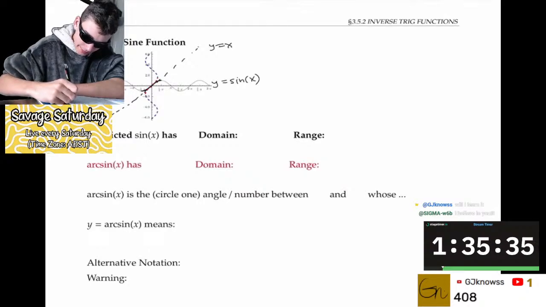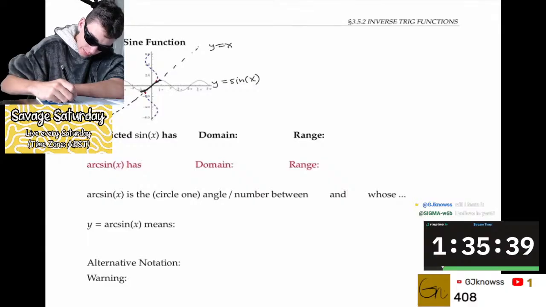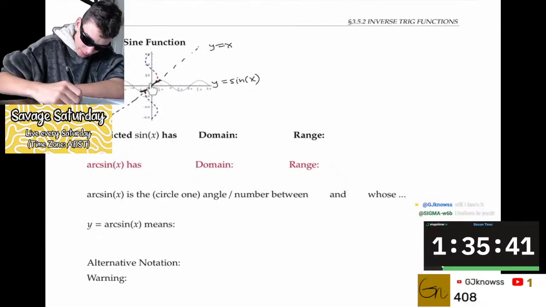We'll restrict it to this piece that's drawn with a thick black line. If I invert that piece by flipping it over the line y equals x, I get the piece drawn with a red dotted line here. And that piece does satisfy the vertical line test, so it is in fact a function.